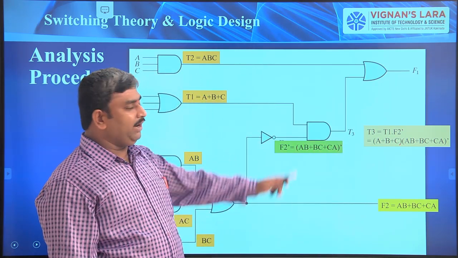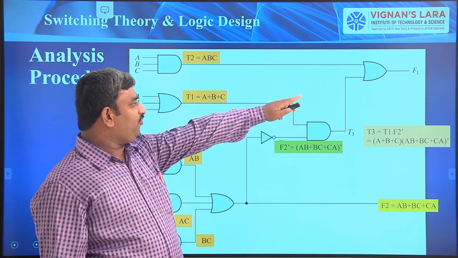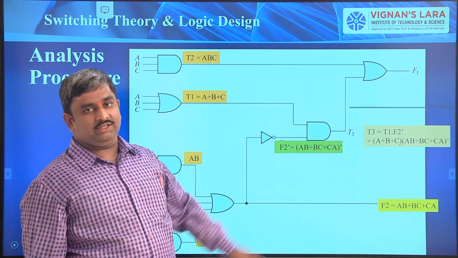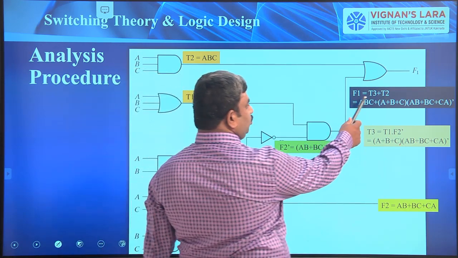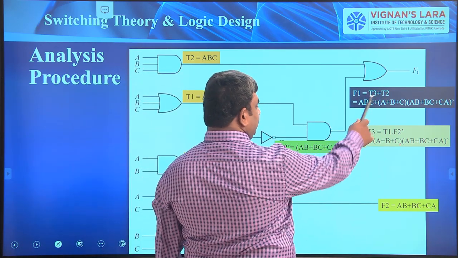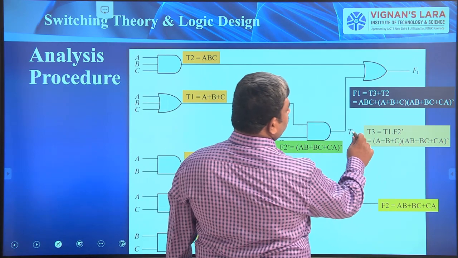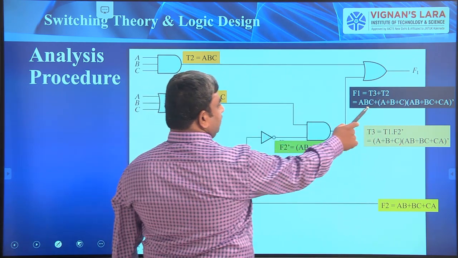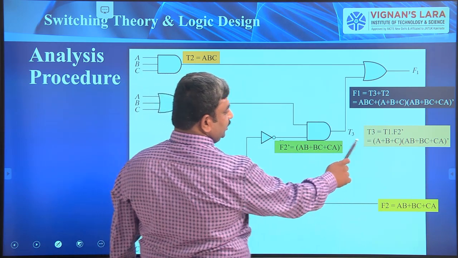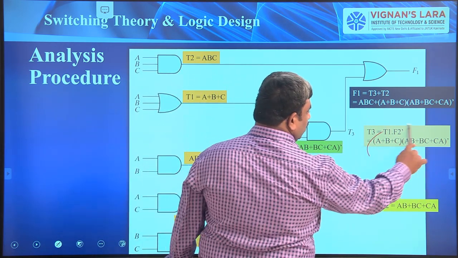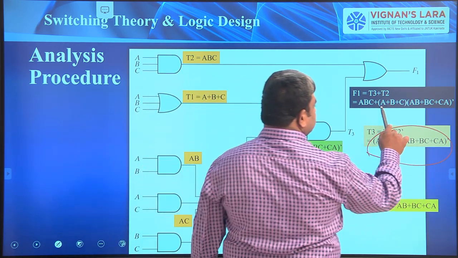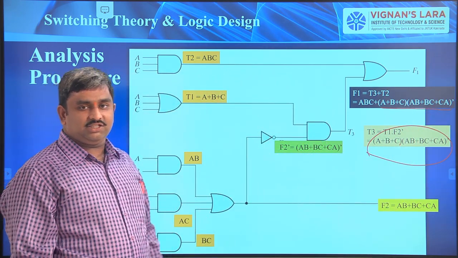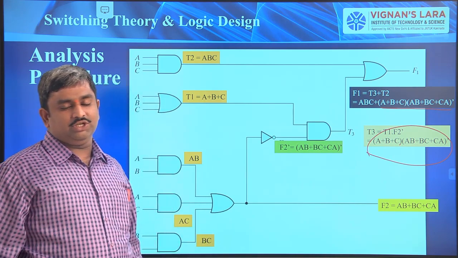Now I have to find the final one, F1. F1 is equal to T3 plus T2, where T2 is equal to ABC and T3 is equal to this function. You have to write this function as T3. Okay, so this is the analysis procedure for a digital circuit.